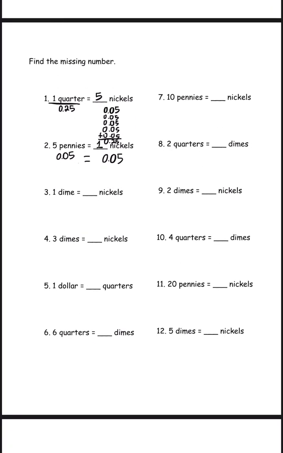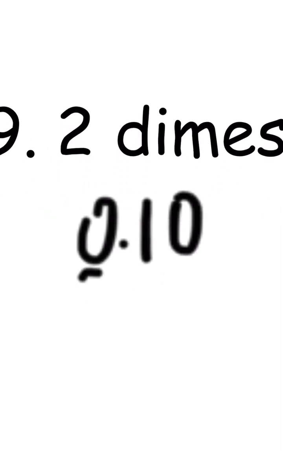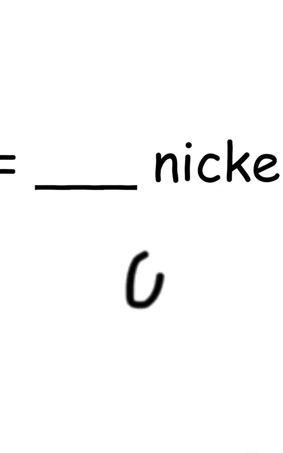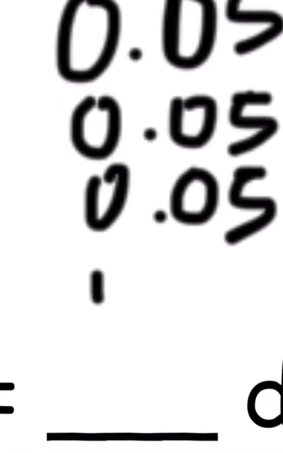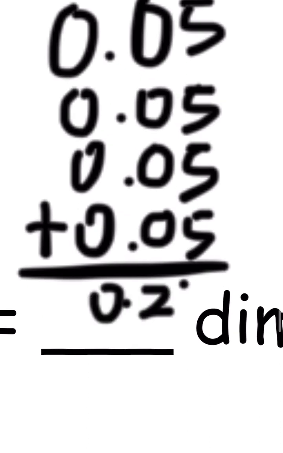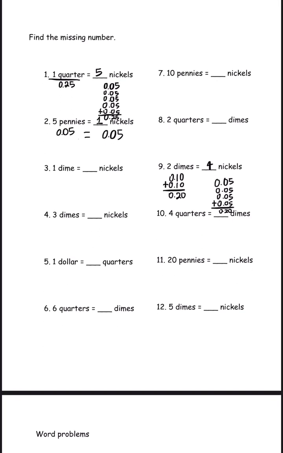Let's look at number 9. For number 9, we have 2 dimes equals to blank nickels. So 1 dime is 0.10, which is 10 cents. So if you add 2 of them, we're going to have 20 cents. And nickels is going to be 0.05 each. And then we need to have 4 of them in order to get 0.20. So if we add 4 of them, we're going to get 20 cents. Therefore, 2 dimes equals to 4 nickels. Let's move on to the last page.